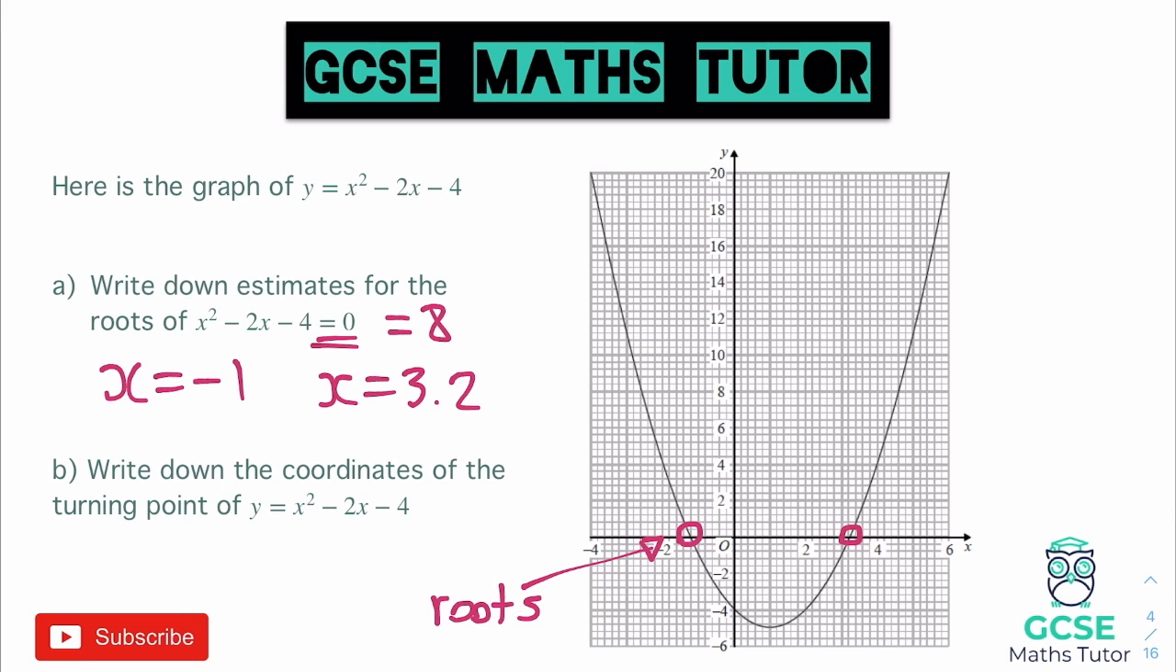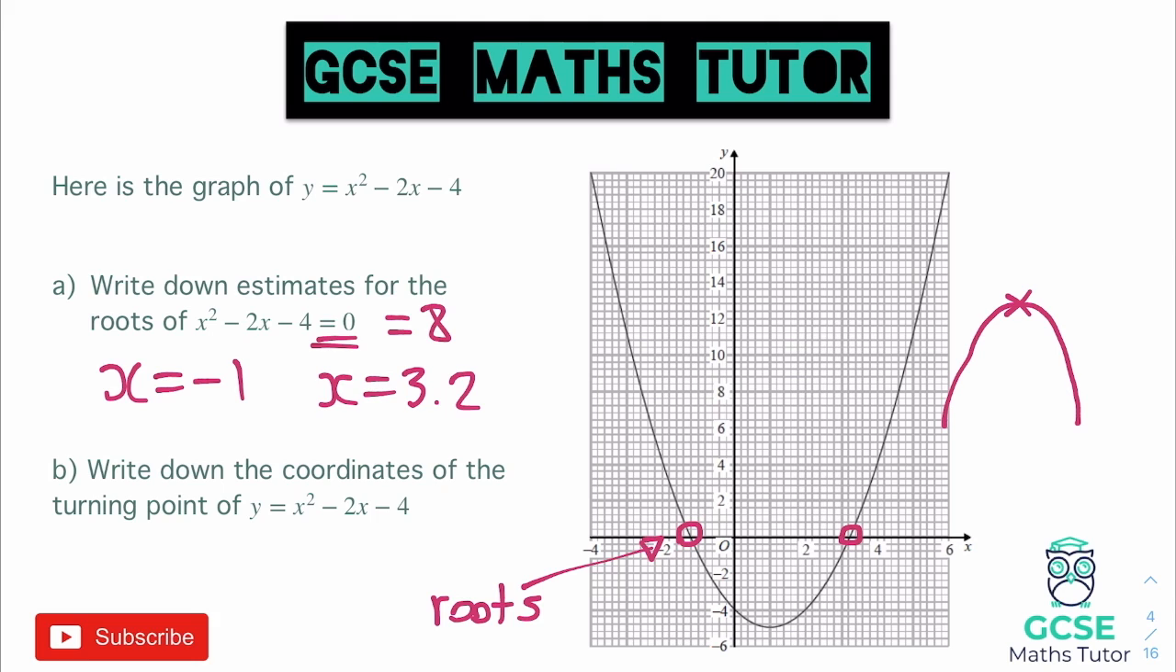Part B here says write down the coordinates of the turning point, and again it's the same equation, so we are looking at the point where it turns, which is the point where it stops going down and starts going up. It's the lowest point on the graph, or if the graph was a negative x squared graph where it's shaped like an n instead, we'd be looking at this point right at the top of the graph.